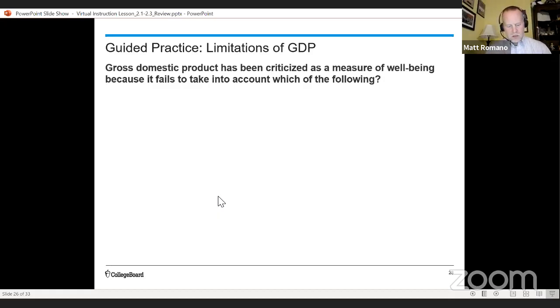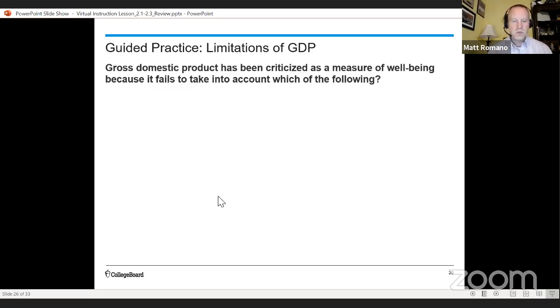We talked about non-market activity. Well, that doesn't really apply to well-being, but it's true. Keep it in the back of your mind, but it's not well-being. What else? Illegal activity. Yeah, but does that apply to well-being? Maybe not. What are the limitations? What this is referring to is really a misinterpretation of what GDP is intended to do. And I said that early on.